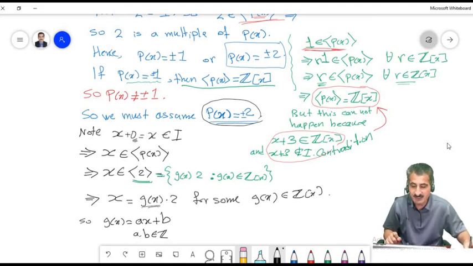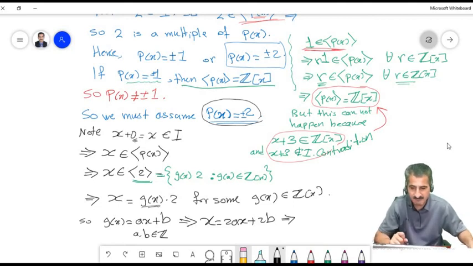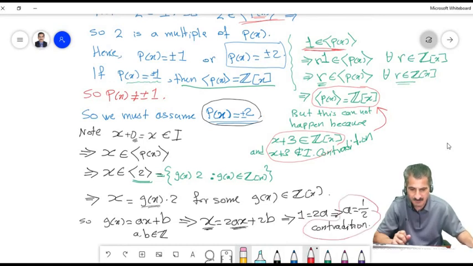But in such a case, we will have x equals 2ax plus 2b, and that means we make equality of terms, coefficients of x. That means 1 equals 2a, and that means a equals 1 over 2. And this is a contradiction. Contradiction to what? This is a contradiction to what? Because we assumed a and b are from Z.